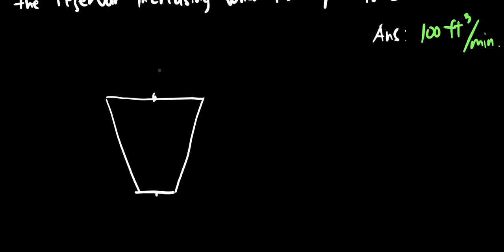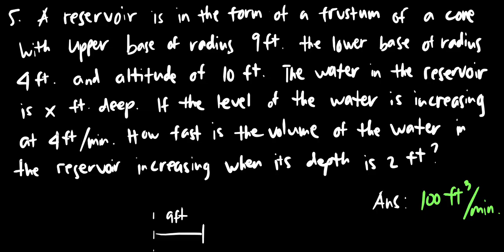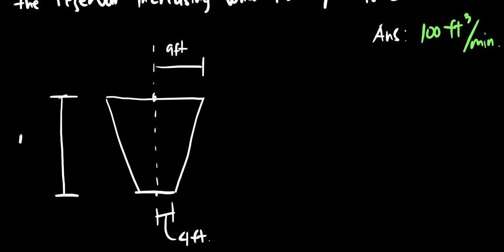This is the center. So the upper radius is 9 feet and the lower radius is 4 feet and its altitude is 10 feet. So let's label it.